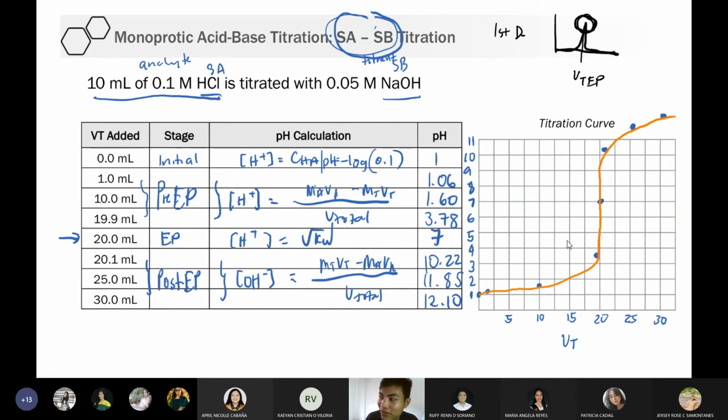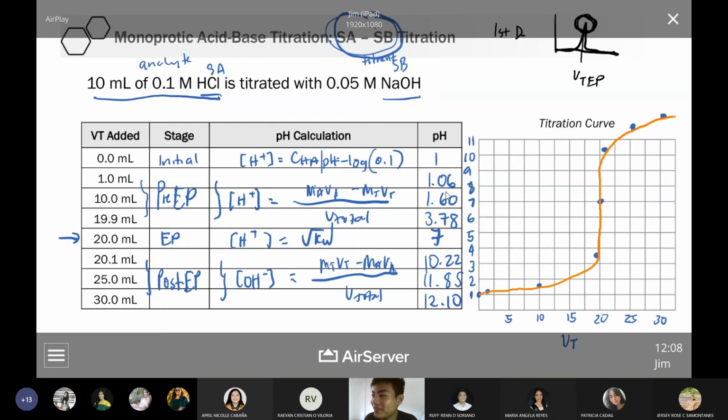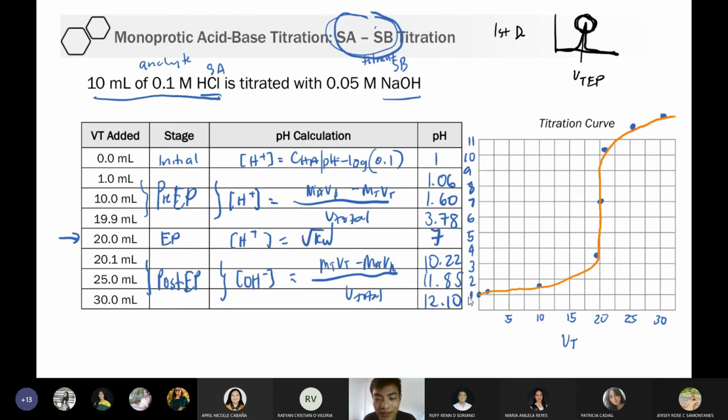Mas ma-appreciate nyo, uy, andito yung endpoint. Andito yung equivalence point. Okay. Baka po isali. Ay, hindi. Hindi siya isasali. Pang BS Chem na talaga yan eh. Ito lang, yung curve lang. Ang gusto ko lang maging familiar kayo is sa curve. Kasi kunwari binigyan ko kayo ng curve, paalamin ko sa inyo ano components neto, strong acid, strong base, weak acid, weak base. Okay lang, alam niyo sagot doon.